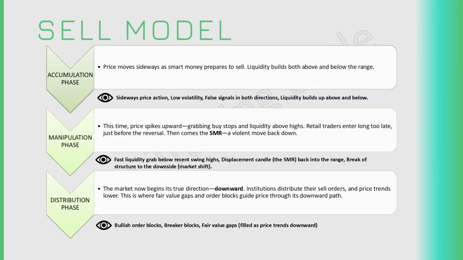Then the distribution phase. The market now begins moving in its true direction, which is downward. So institutions start distributing their sales, and then price trends lower. And then you see fair value gaps, order blocks, and PD arrays guiding price downward.